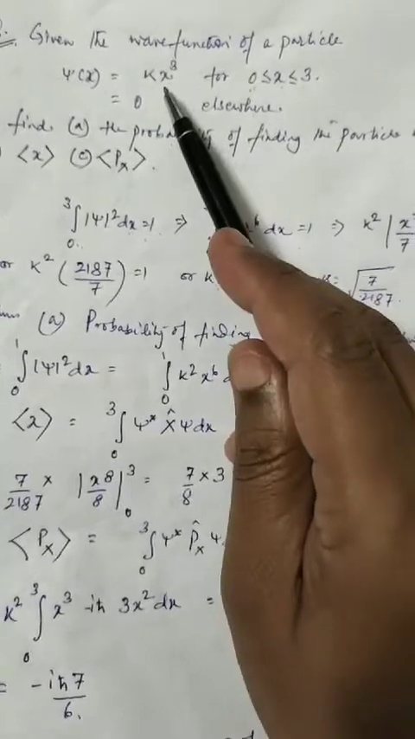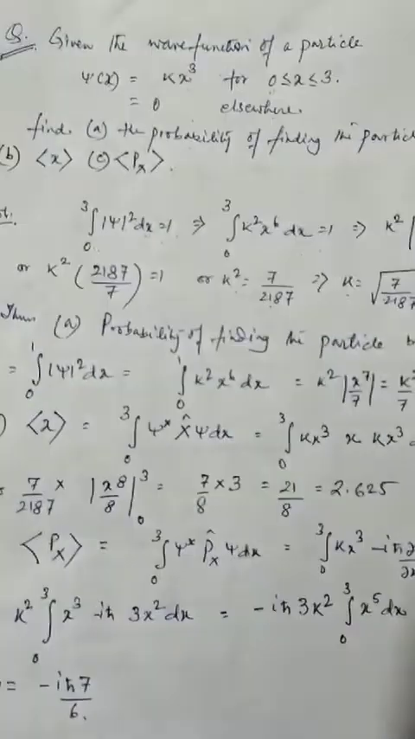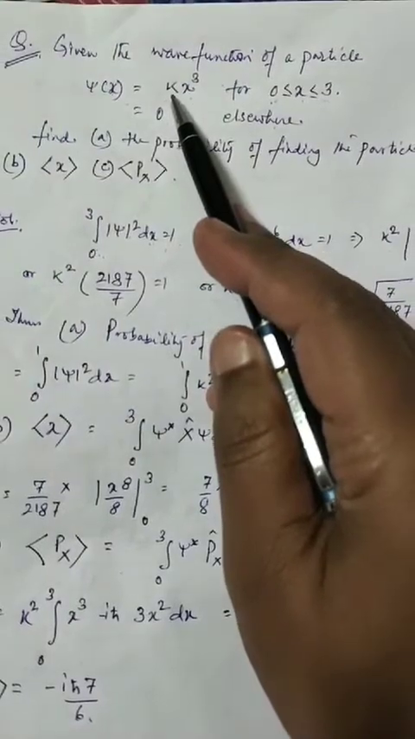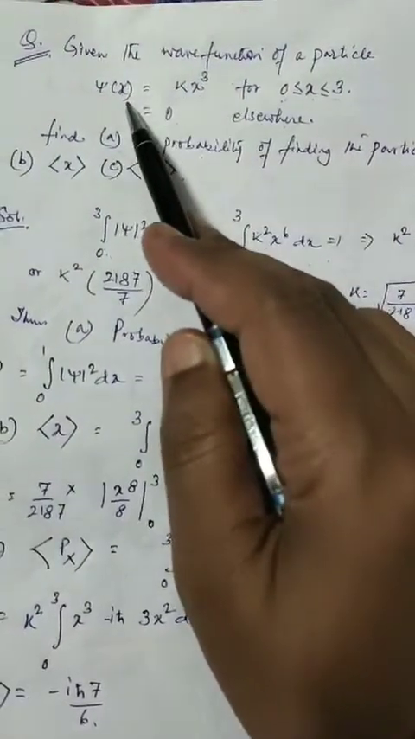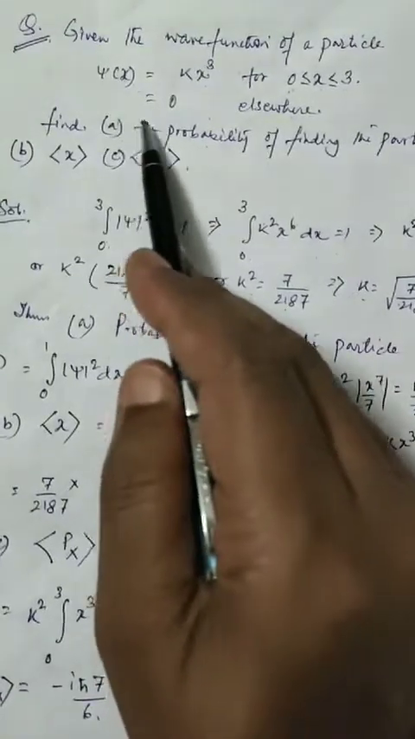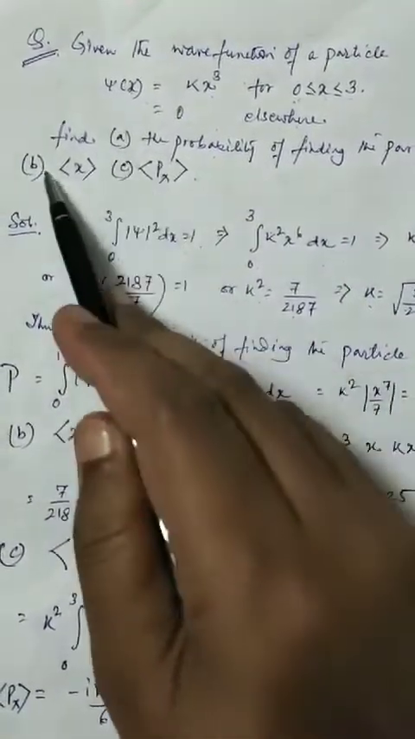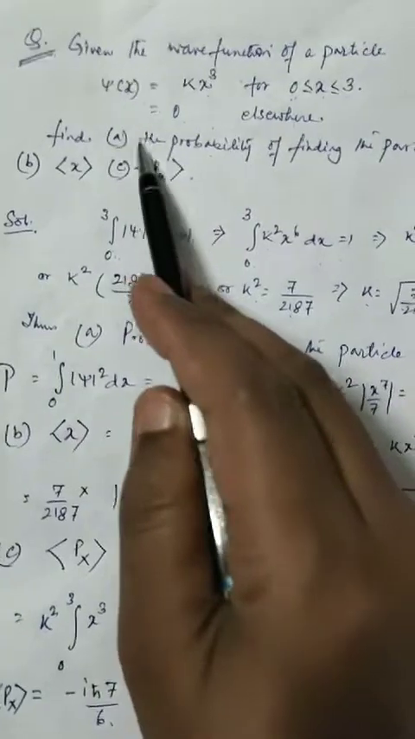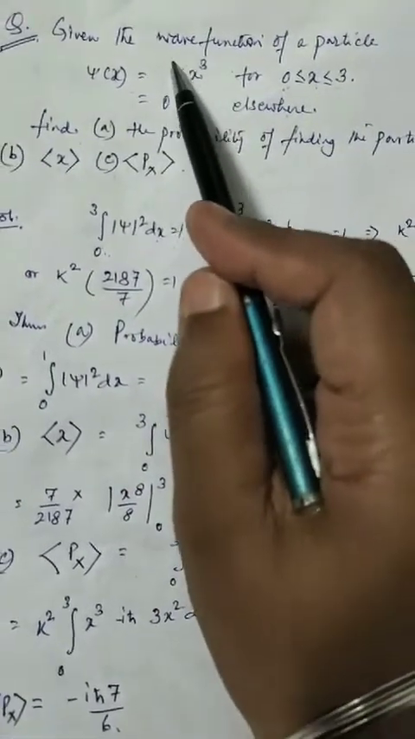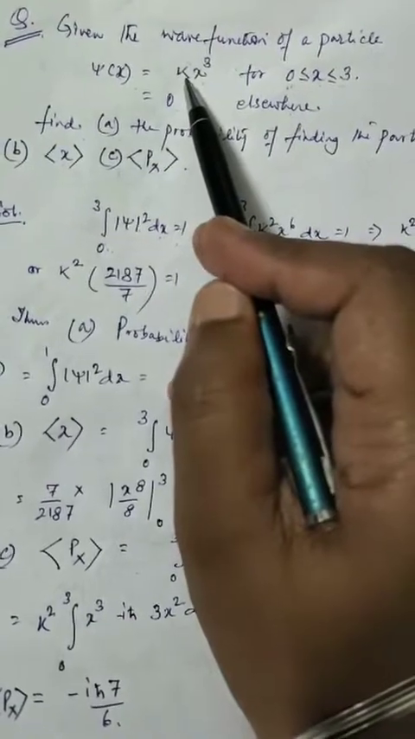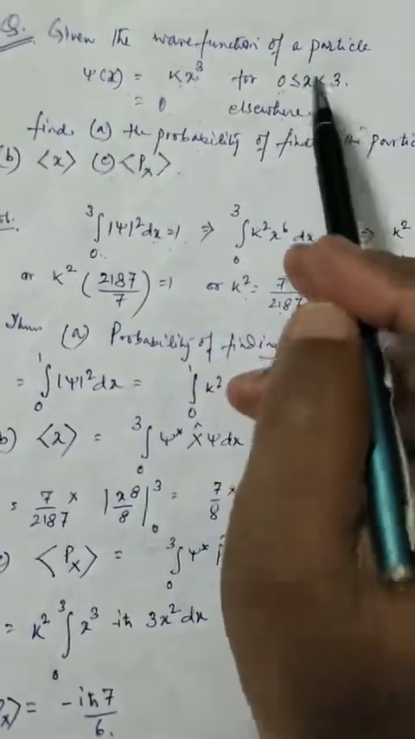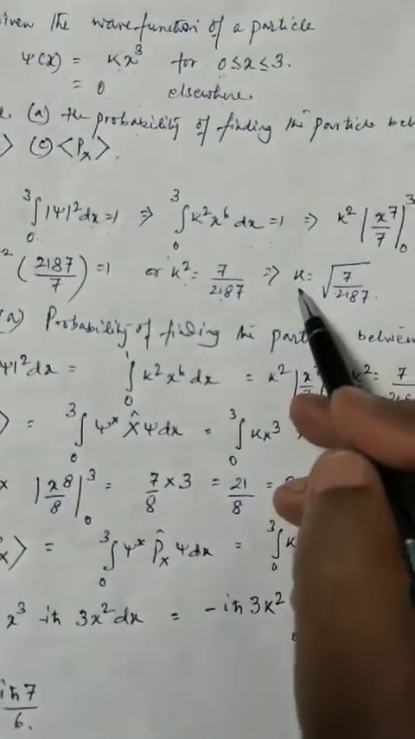Remember one thing, in these types of problems, the first thing that you need to do is find the value of k. And how do you find out the value of k? By normalizing the wave function. So keep it in mind: before finding any of part A, part B, part C, you need to find out what k is, since k is unknown. You will normalize this wave function for this limit and you'll find out k. So this is the first thing that you need to do.